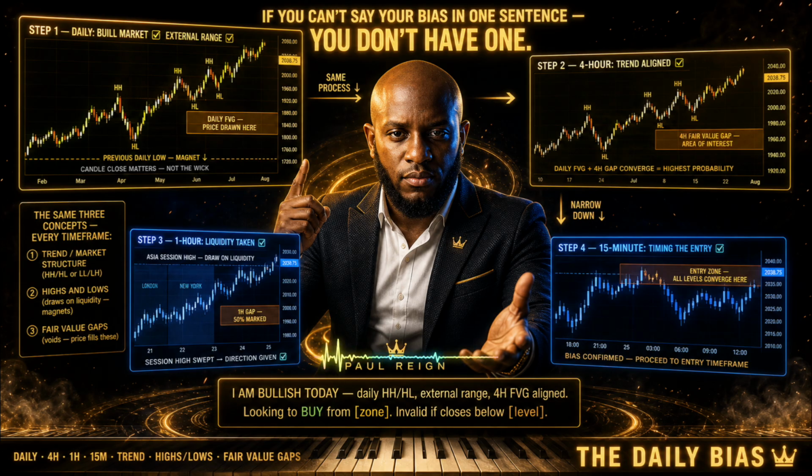Price is magnetically attracted and fills the gap before continuation, that's the law. If our daily gaps are filled, previous lows are the destination. Draws on liquidity are magnets, that guarantees the equation.